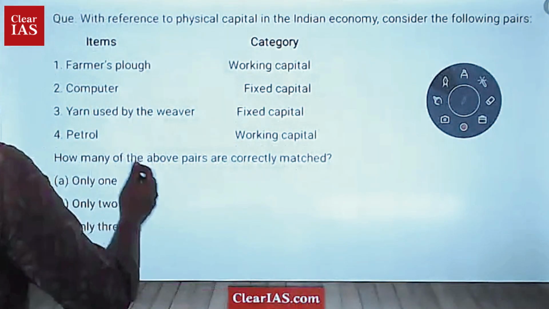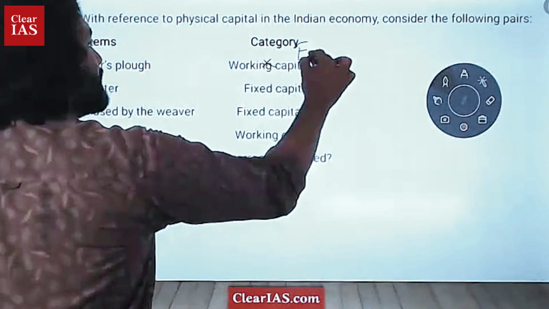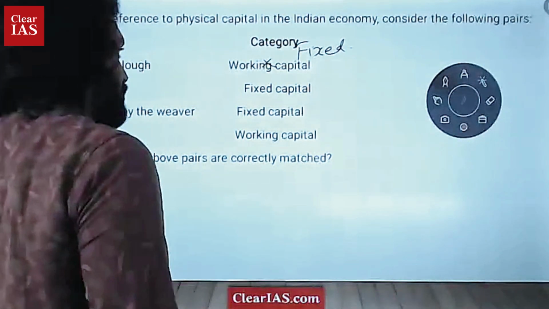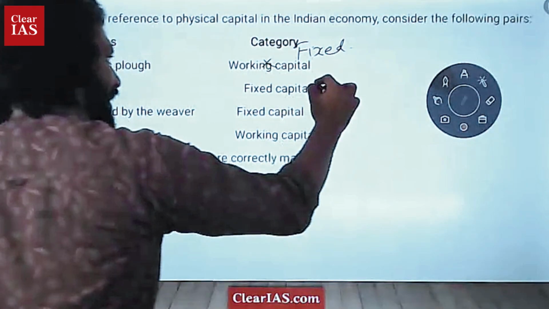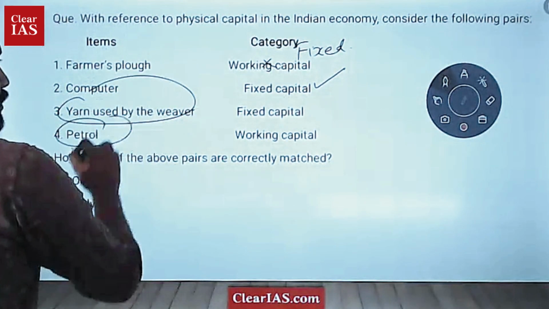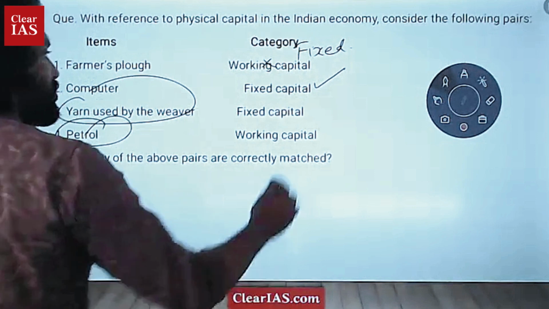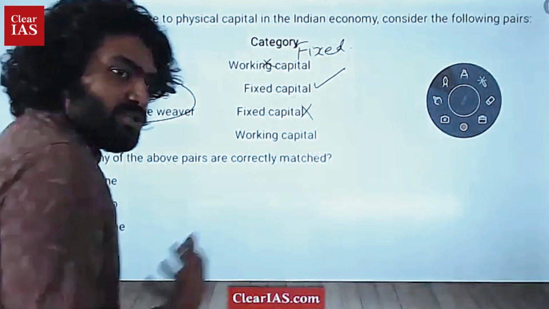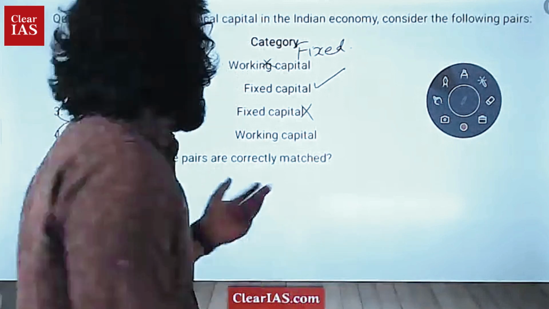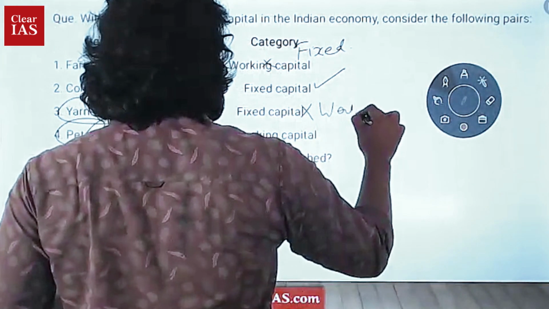Very simple. Farmer's plough, it is a fixed capital because it is not used up in the production. That capital is not used up in the production process. Computer, again fixed capital. Correct. Yarn used by the weaver is not a fixed capital. Yarn is actually used by the weaver to weave, so that is being used up. That is temporarily used, so that is a working capital.